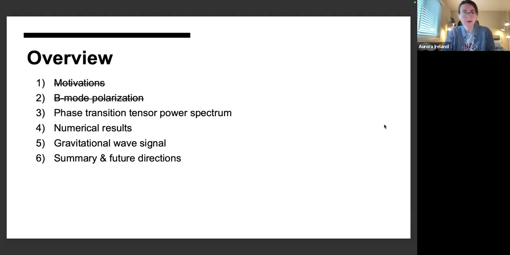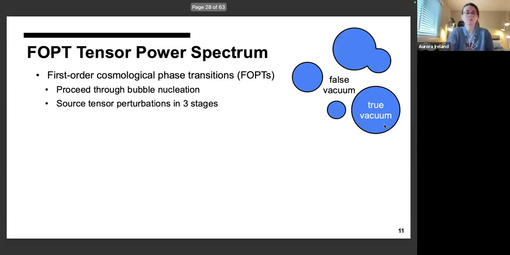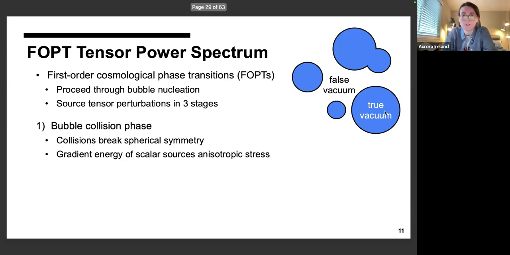Okay, so now we're going to talk about how to calculate the tensor power spectrum from the phase transition. First order phase transitions proceed through bubble nucleation. So a bubble of true vacuum nucleates in the metastable vacuum, and these grow and collide and eventually come to fill the whole space. And throughout this process, it's going to source tensor perturbations in 3 stages.